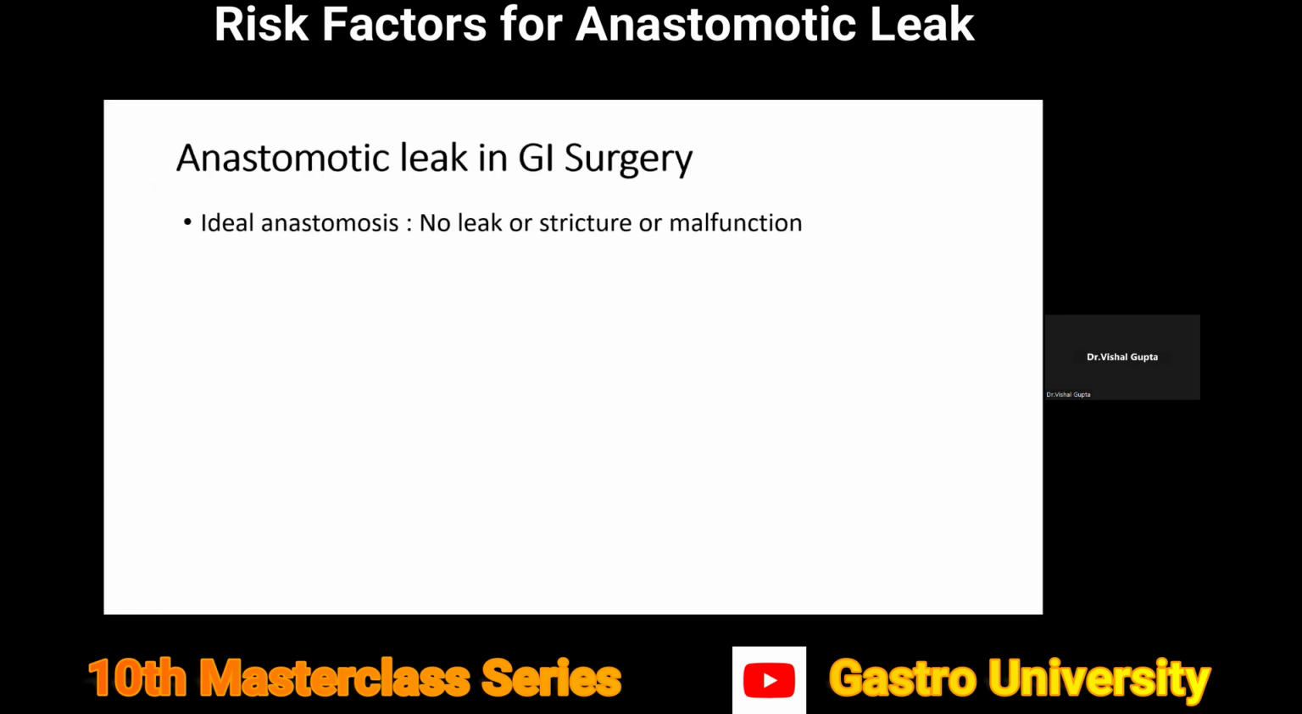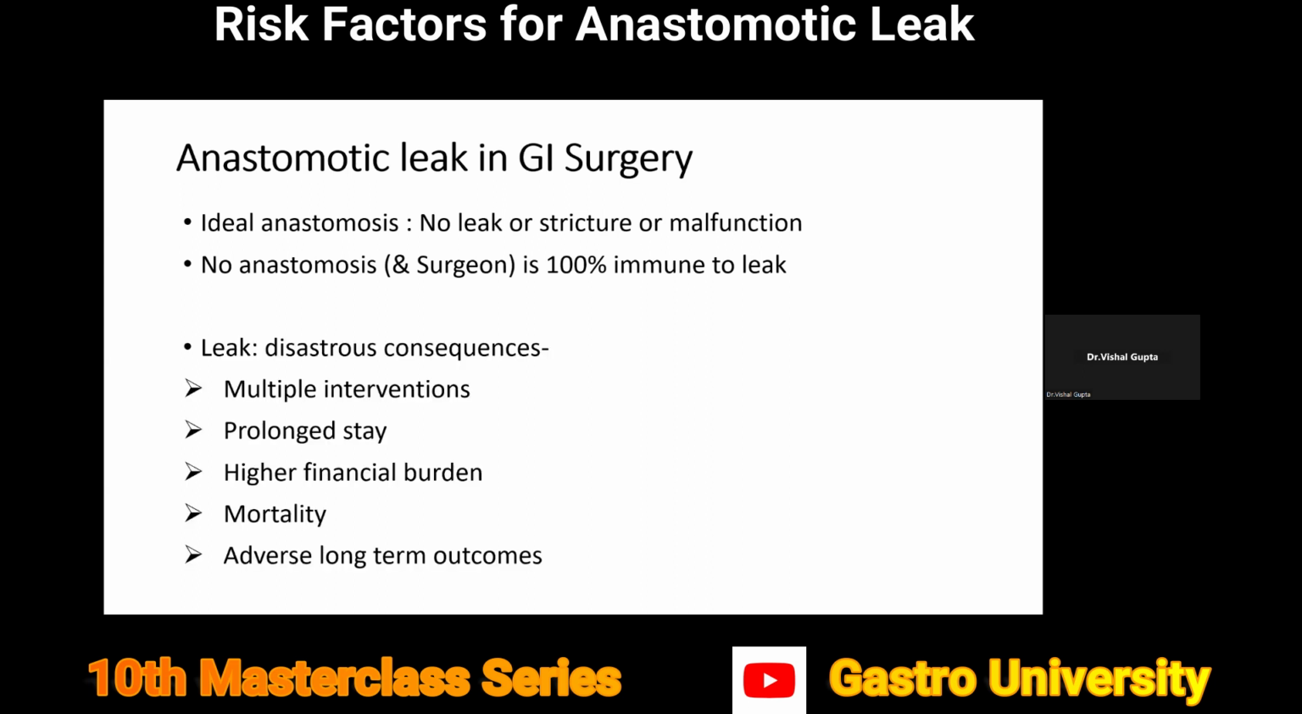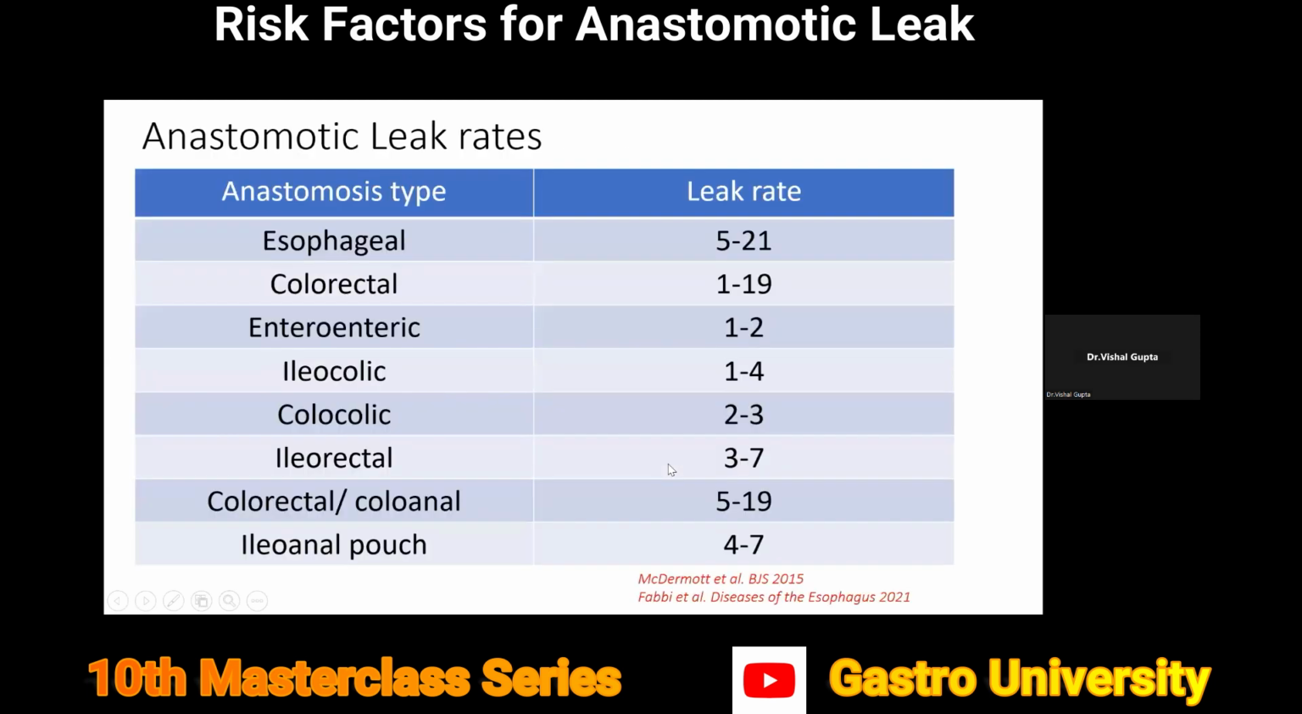So we know that the ideal anastomosis in GI surgery means there should be no leak, no stricture, and it should function well. But this is not the reality, because no anastomosis and no surgeon is 100% immune to the leak. Once a leak happens, it leads to many problems. Multiple interventions may be required. Hospital stay gets prolonged. Financial burden increases. It may lead to mortality, and once the patient survives this complication, there may be adverse long-term outcomes, especially oncological outcomes.